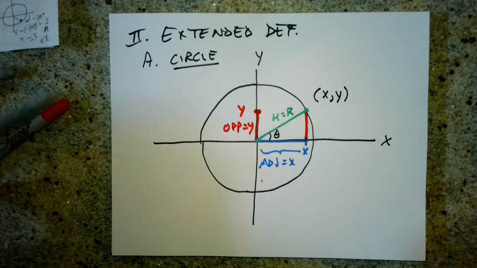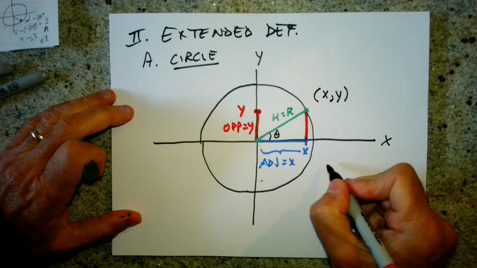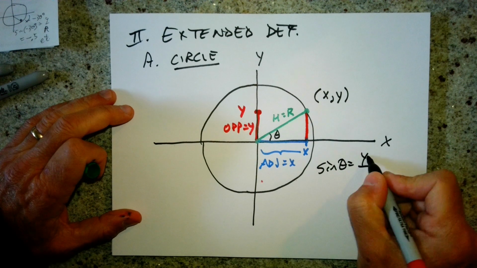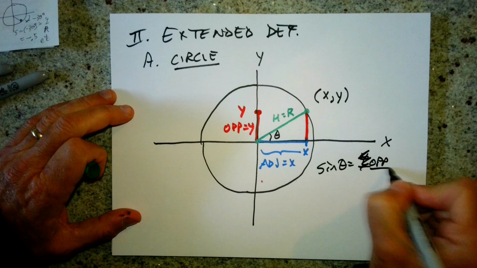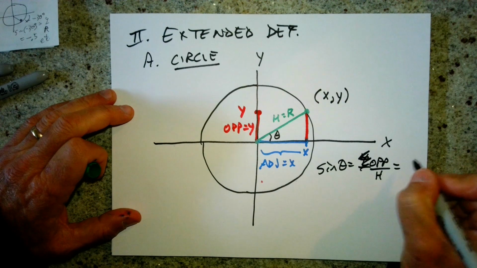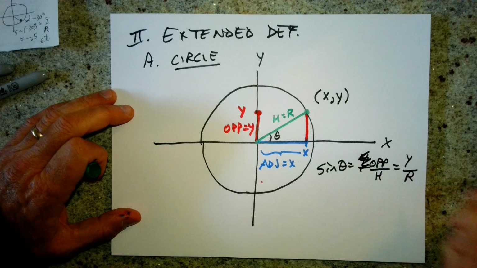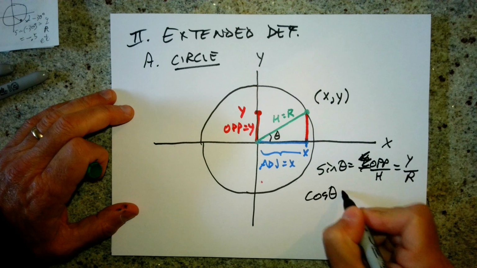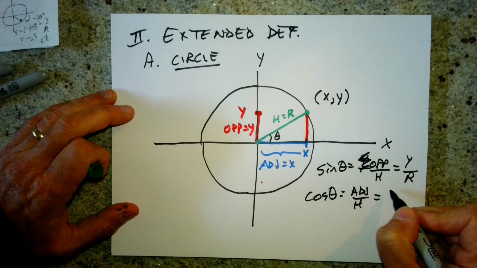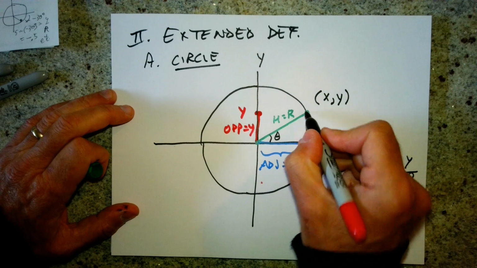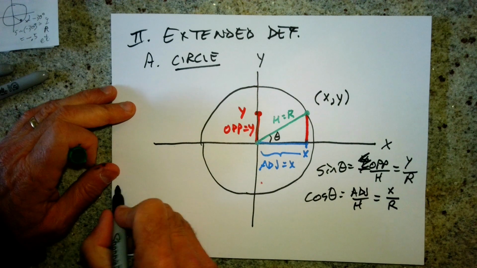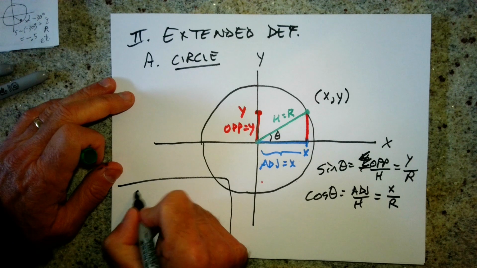Okay. So from that, look what happens. Sine of theta is opposite over hypotenuse, but the opposite side is the same as the y coordinate, and the hypotenuse is the same as the radius. Likewise, cosine of theta is adjacent over hypotenuse, but the adjacent side is the same as the x-coordinate of that dot, and the hypotenuse is the same as the radius. So now we'll get what we'll call the extended definitions of sine and cosine.